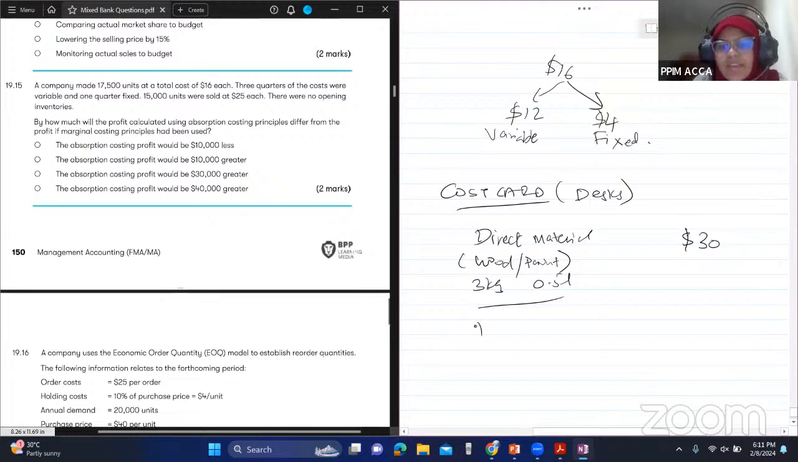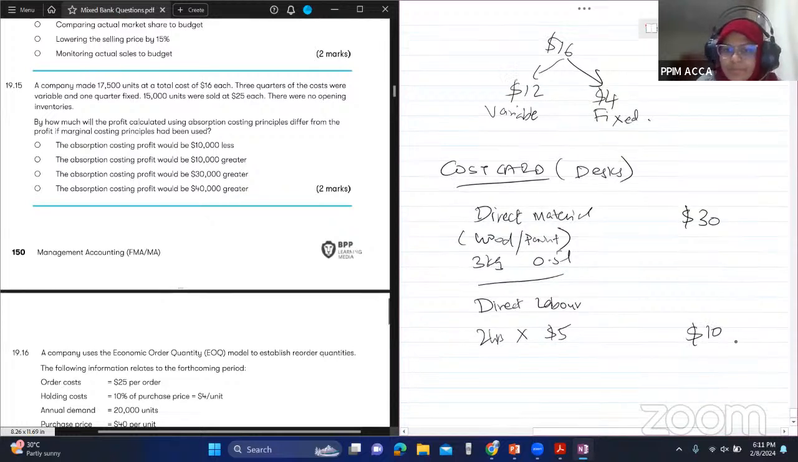Then the second most important cost, direct labor. Direct labor is the amount that you are paying as salary to the people who are making the discs. Let's say one disc takes about 2 hours to complete, and the rate that we pay is $5 an hour. So 5 into 2, the direct labor cost will be 10.